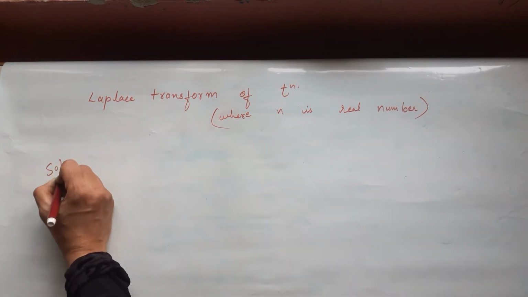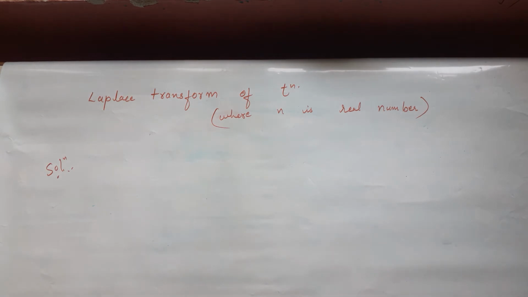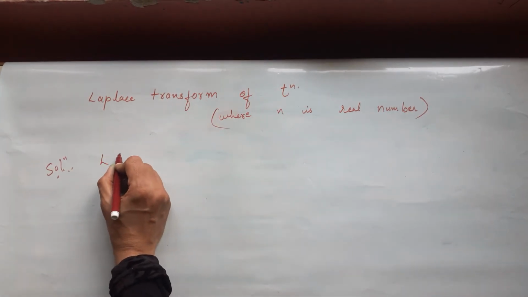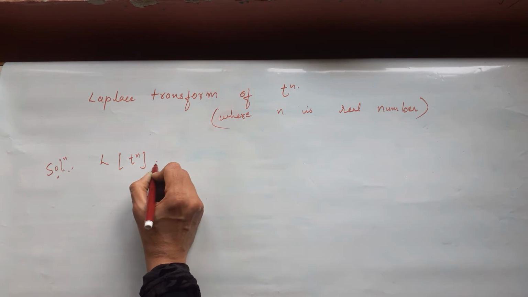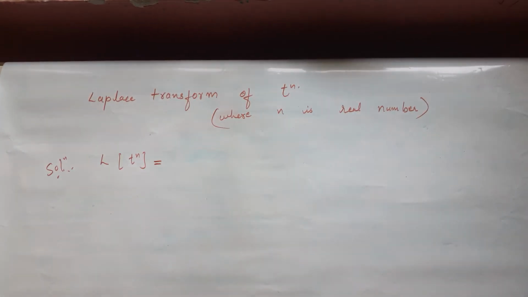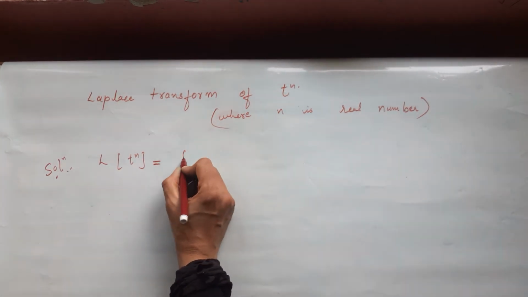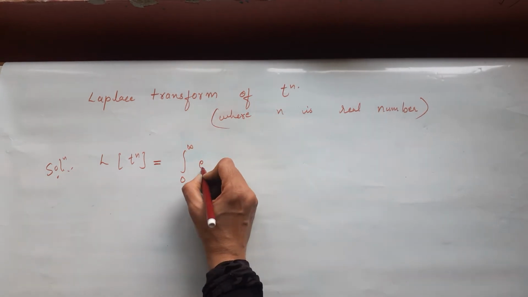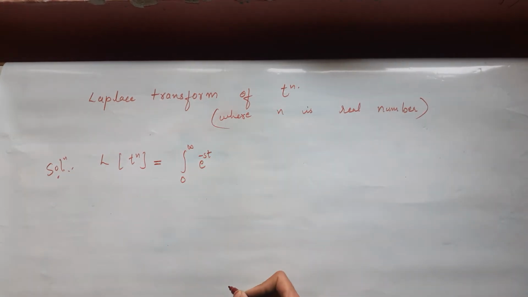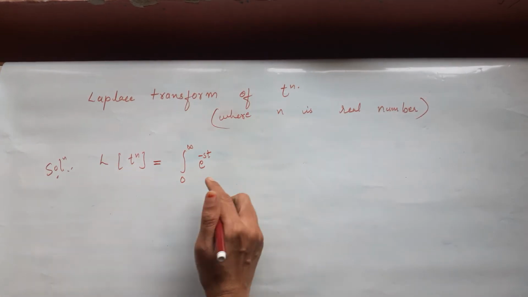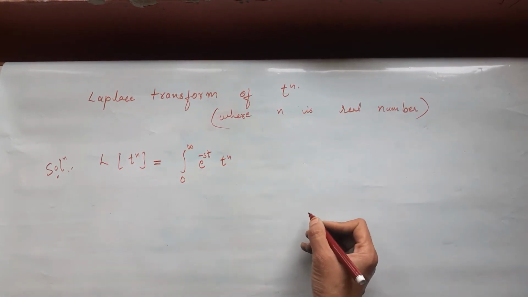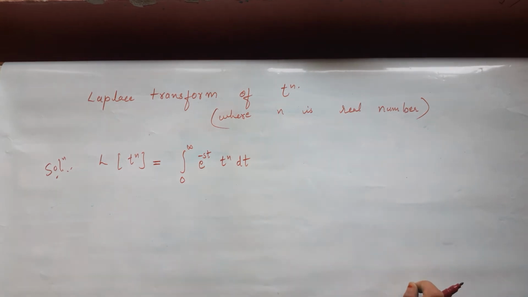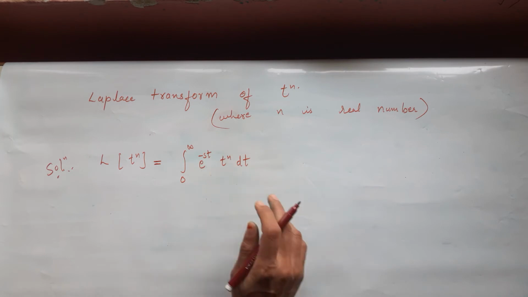We are working for the Laplace transform of t raised to n. By definition, L of t raised to n is defined to be integration from 0 to infinity e to the power minus st, in place of f of t you have t raised to n, so it is t raised to n dt. Now, can you work for this integral like this?